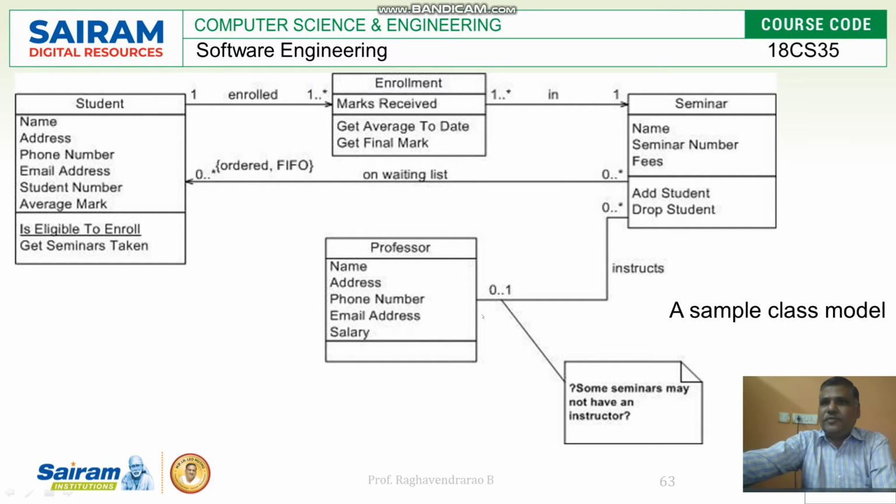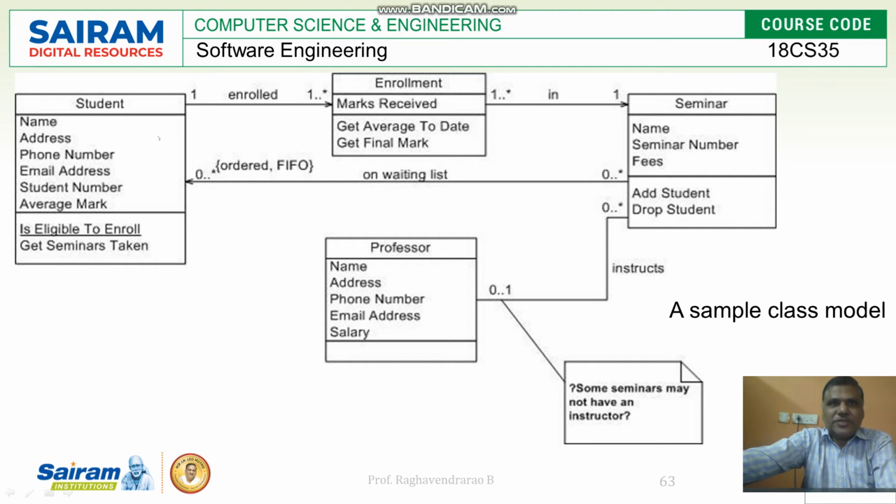Then we have notations with detailed information, so that by seeing this, whatever we started with from the beginning, the object-oriented design, everything is there in this particular picture. Here what happens basically: the student class is there, the enrollment class is there, then the semester class is there, and the professor class is there.